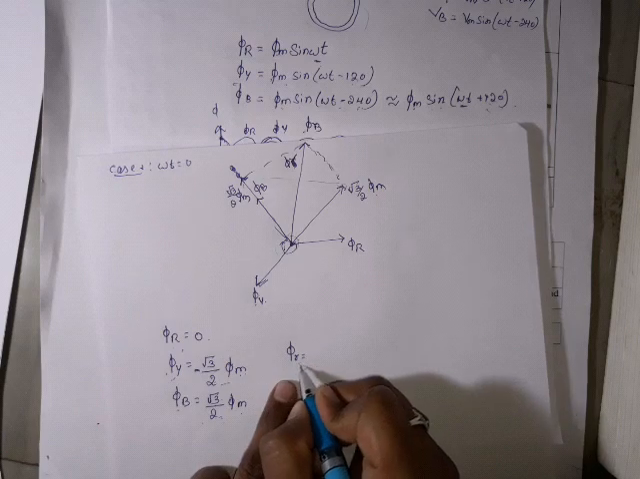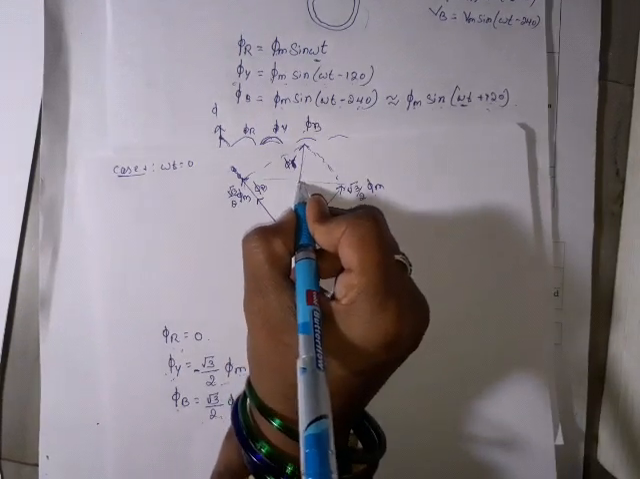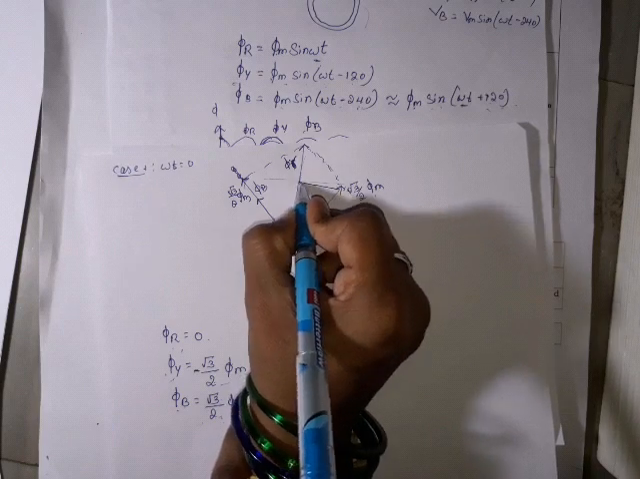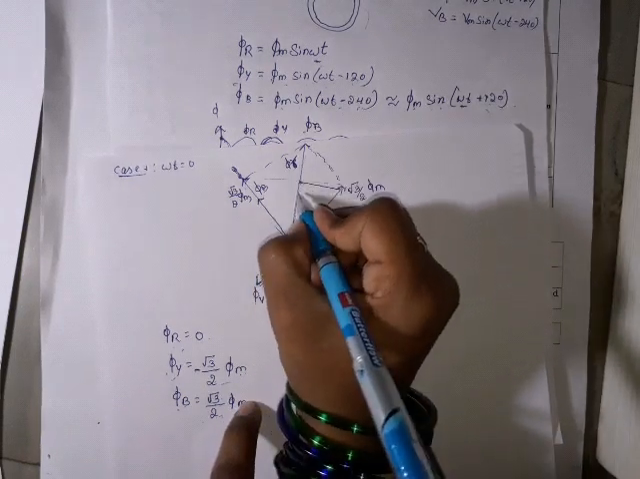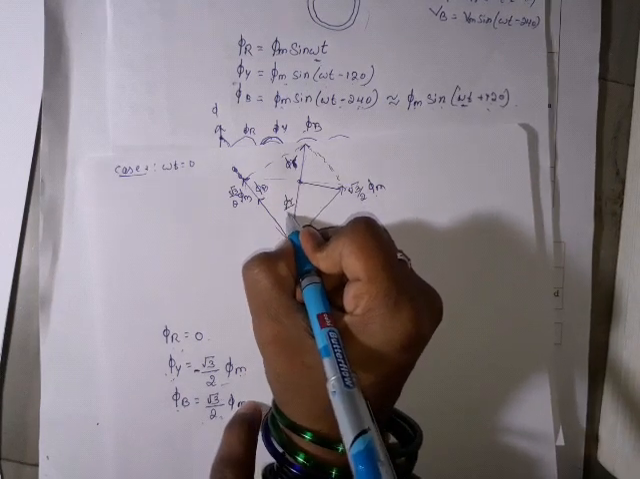So here we have phi r. So what is phi r? How can we write phi r now? See, this is a right angle triangle. If I draw a bisector here, this is a right angle triangle. This is exactly half of this. So that is phi r by 2.